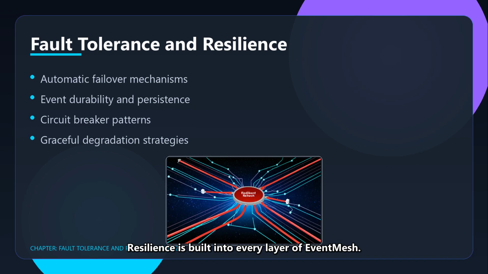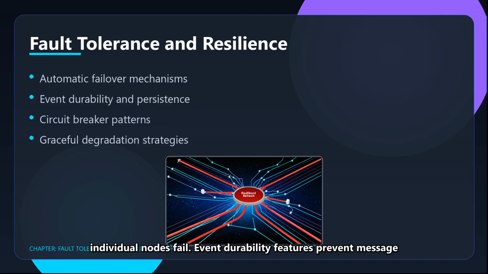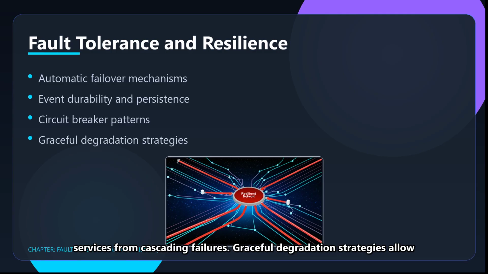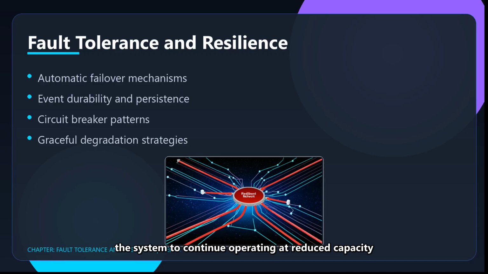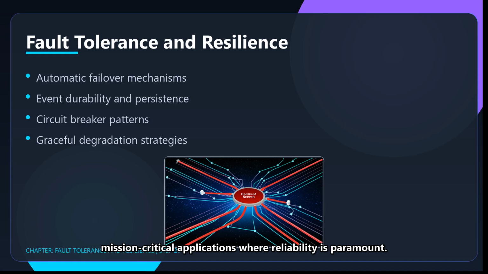Resilience is built into every layer of EventMesh. Automatic failover mechanisms ensure continued operation even when individual nodes fail. Event durability features prevent message loss during system outages. Circuit breaker patterns protect services from cascading failures. Graceful degradation strategies allow the system to continue operating at reduced capacity during issues. These features make EventMesh suitable for mission-critical applications where reliability is paramount.